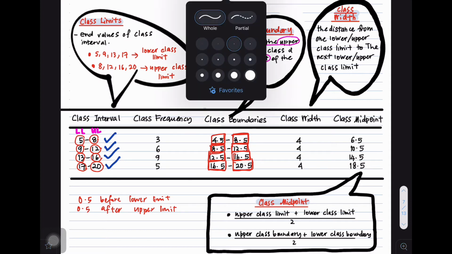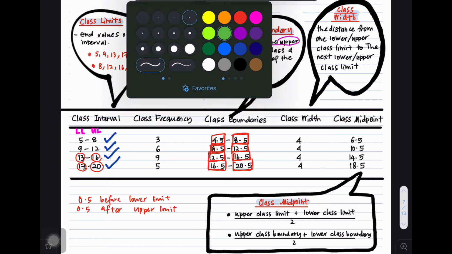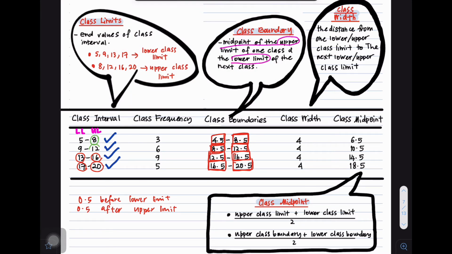For example, you have here the lower class limit. The first one is 5 and the second one is 9. So the distance between 9 and 5 is 4. Or else you can also see the distance between upper class and the next upper class. So you have upper class here is 8. To the next upper class is 12, so 12 minus 8 is also 4. 13 minus 9 is also 4. 17 minus 13 is also 4. 16 minus 12 is also 4. 20 minus 16 is also 4. So this one is the class width, size kelas.